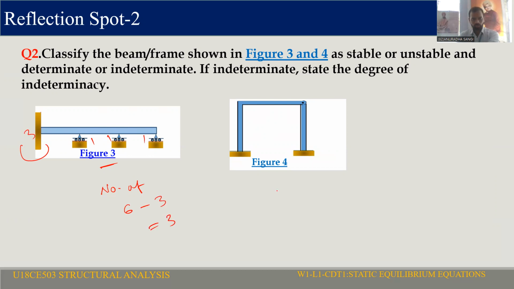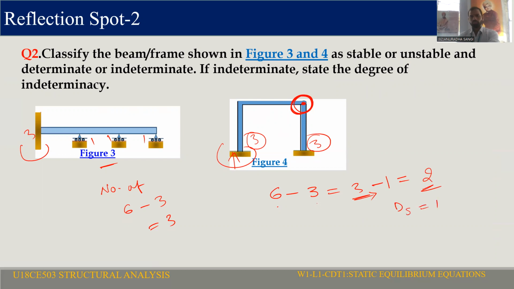For this also, number of unknowns is 6. How many here? We have 3 and here we have 3. So 6 minus static equilibrium equations, 3, so static indeterminacy would be 3. But here we have one internal hinge. For the internal hinge, we need to deduct 1 from the static indeterminacy. Then the degree of static indeterminacy, ds, will be equal to 2.